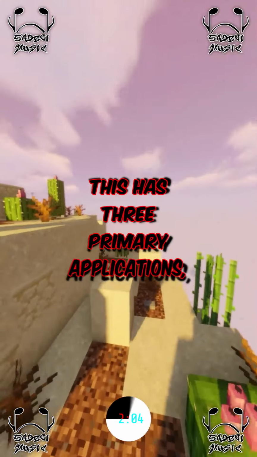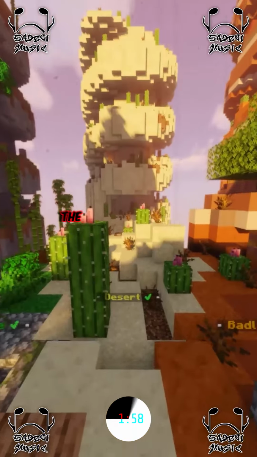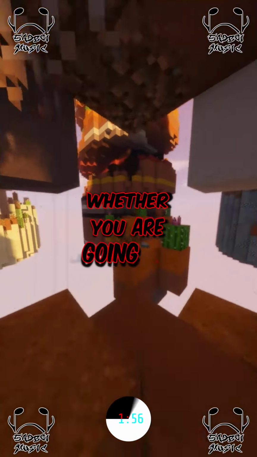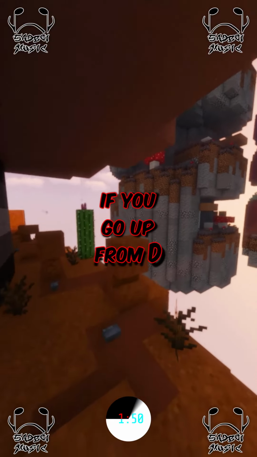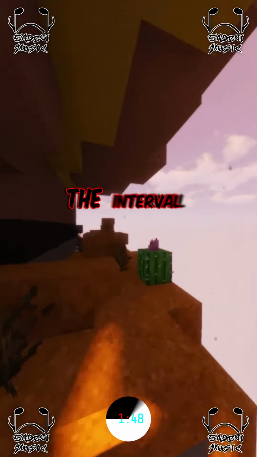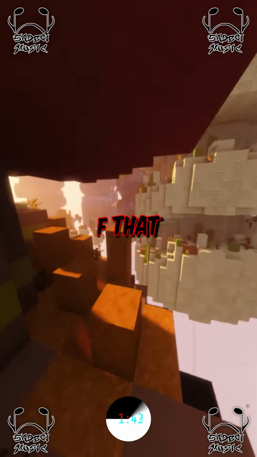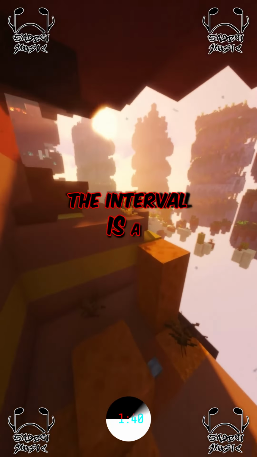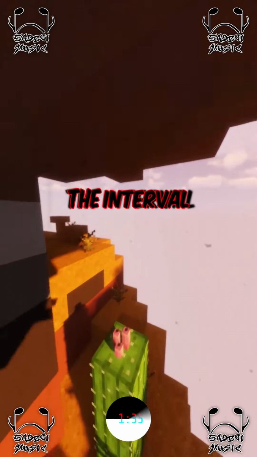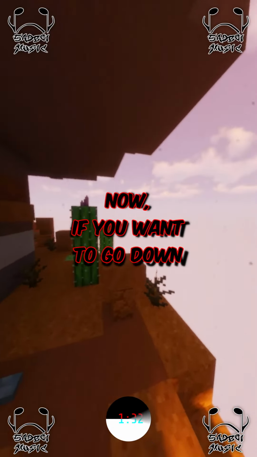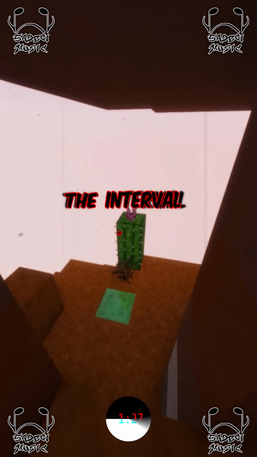This has 3 primary applications, when you start to use them for chords and keys. The 3 applications are based on the verticality being used, whether you are going up, going down, or going in octaves, and I have examples for all. If you go up from D to the F above it, the interval is a minor third. Now, if you want to go up to the next D above the F that you're currently on, the interval is a major sixth. If you go down from B to the B flat below it, the interval is a minor second. Now, if you want to go down to the next B below the B flat that you're currently on, the interval is a major seventh.